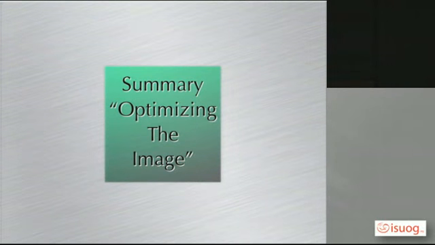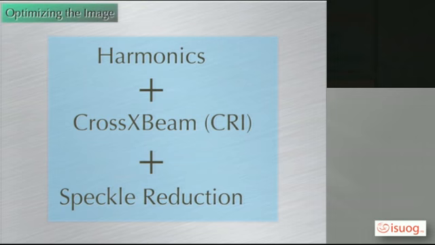Let's summarize optimizing the image. Therefore, the examiner can activate any one or a combination of features to improve the image of the fetal heart. The desired image should contain the following. 1. A clear interface between the blood pool and endocardium. 2. A high frame rate. And 3. Well-defined anatomical structures.